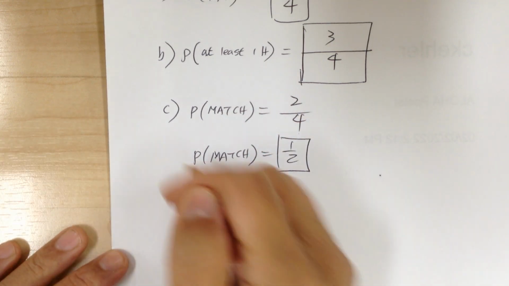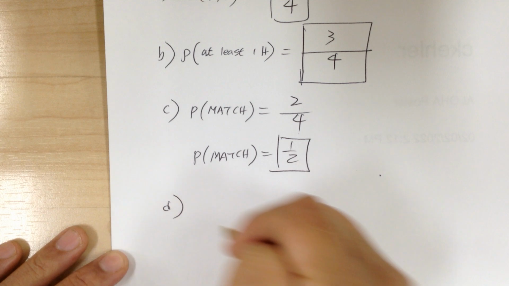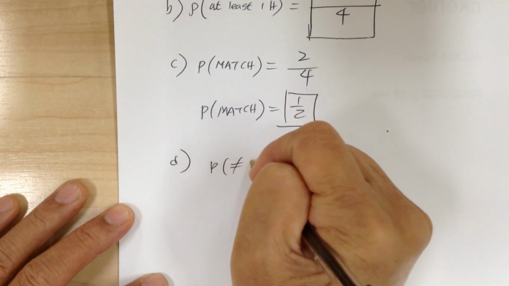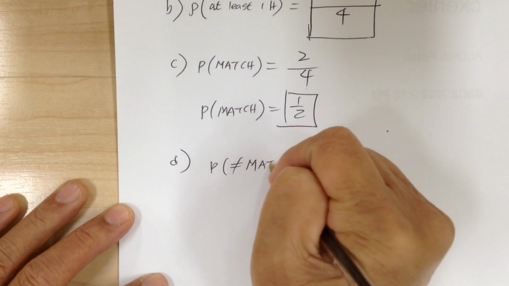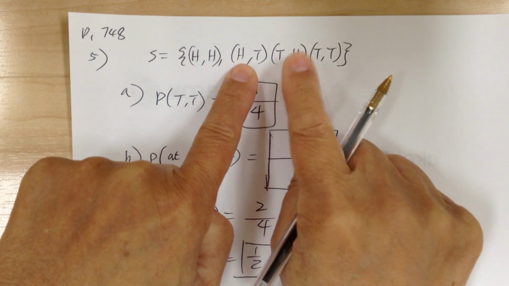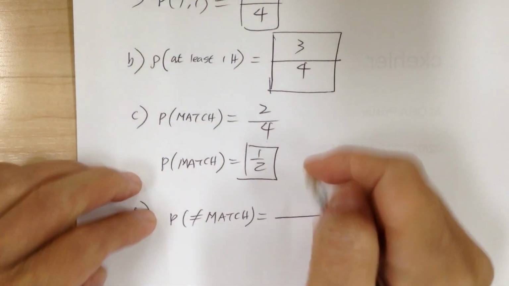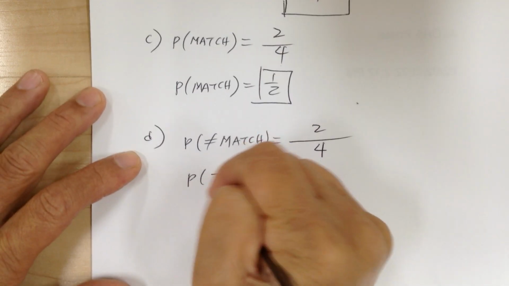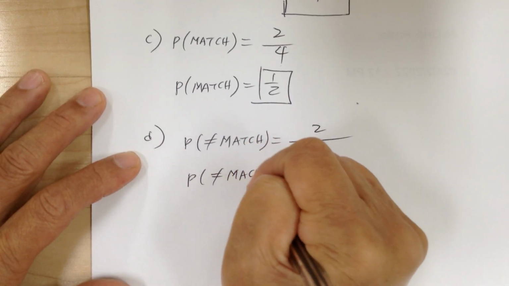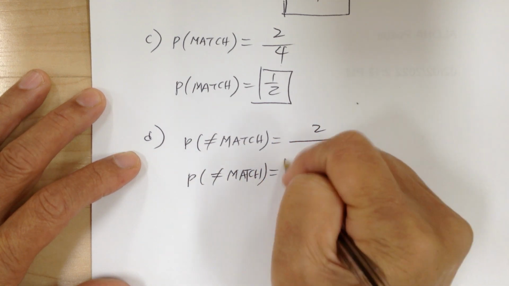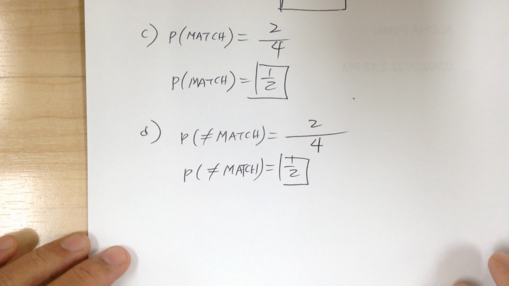Okay, for D, the coins don't match. The coins don't match would be these 2, right? These 2 don't match. So what you want is these 2 over here, so 2 out of overall 4. So again, the probability of not matching is equal to 1/2.